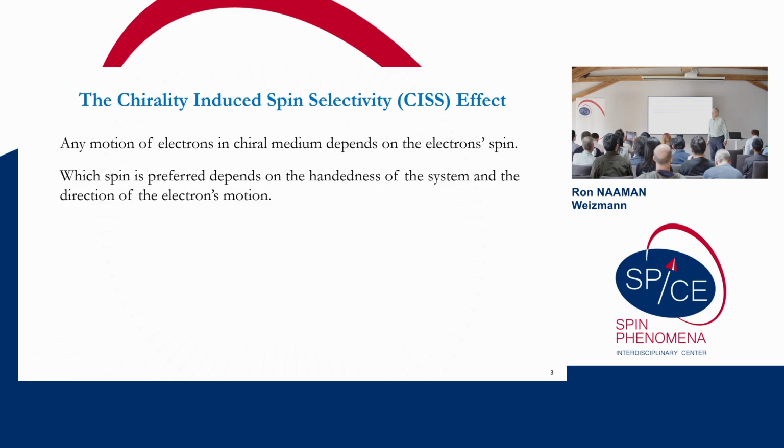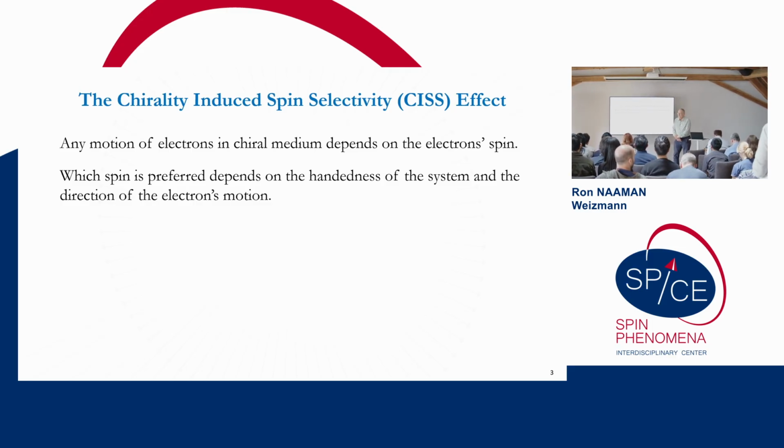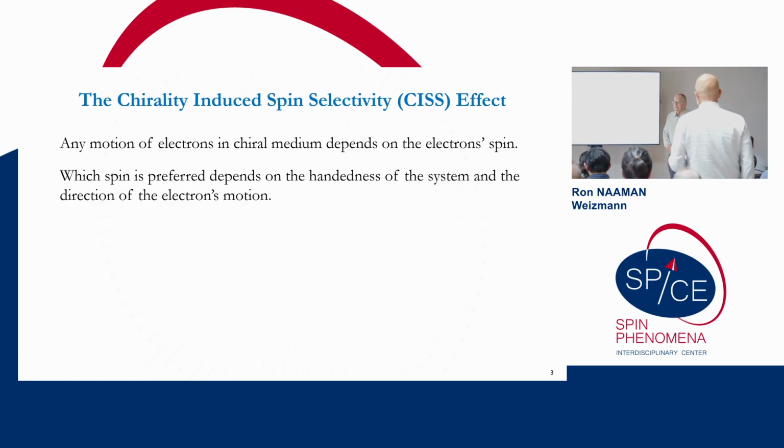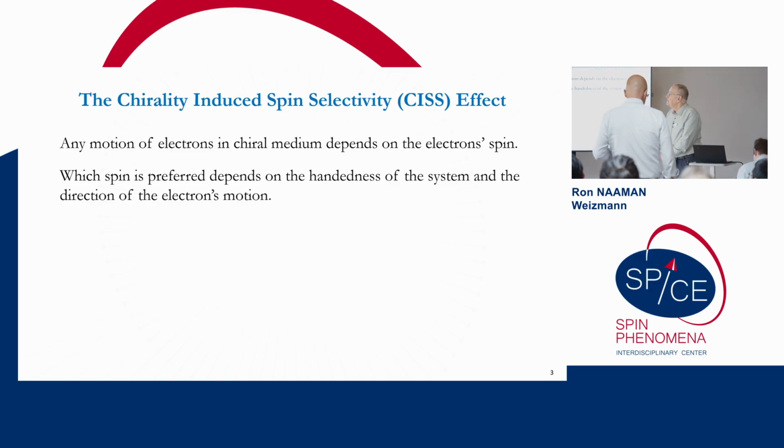About the chiral-induced spin selectivity effect. And for those of you that are not familiar with the effect, the idea is that motion of electrons within a chiral medium, even as small as a chiral molecule, 1 nanometer long, depends on the electron spin. And when I speak of chiral molecules, for the physicists, you have to appreciate that usually we speak about organic molecules, namely molecules that contain carbon and hydrogen.